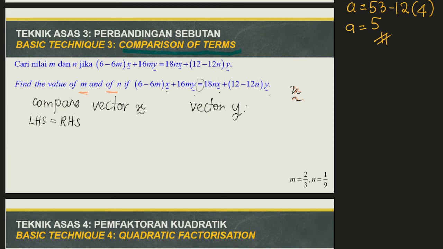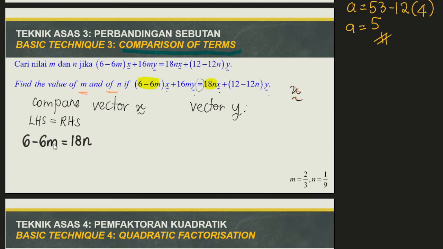Okay, what is the vector X here? So this is 6 minus 6M, make it equal to 18N. Make sure you take the N. Very important, don't leave it. Because you have to take whatever is in front of the X. So 6 minus 6M equals 18N.